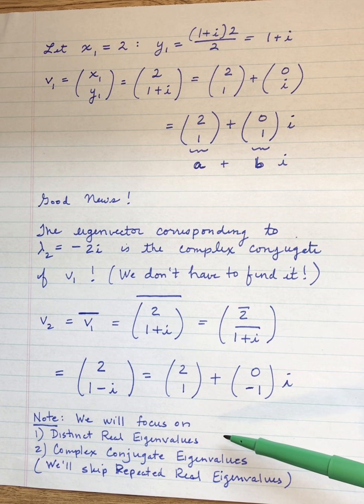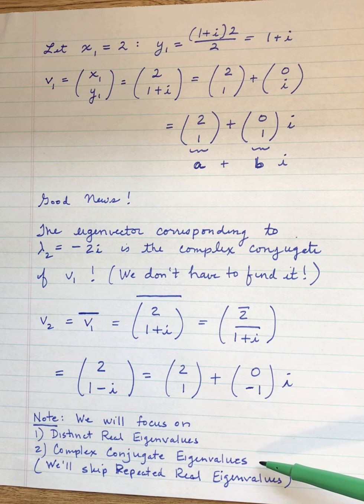So just as a note to you, and what we're going to be doing, we'll be working with 2 by 2 matrices. So we'll have the cases of distinct real eigenvalues and complex conjugate eigenvalues. Those are the ones we're going to focus on, and we're going to skip problems that have repeated real eigenvalues. So that's what we have to look forward to next time.